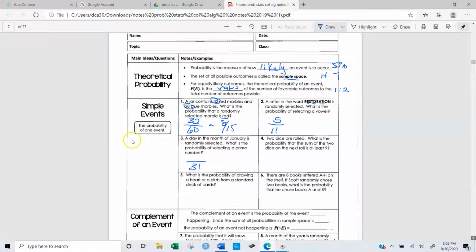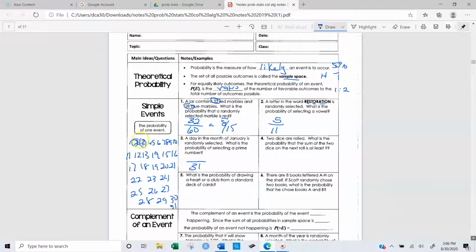So you're actually listing 1 through 31. Now remember, 1 isn't actually a prime, so it doesn't count. Because the definition of prime is 1 and itself.